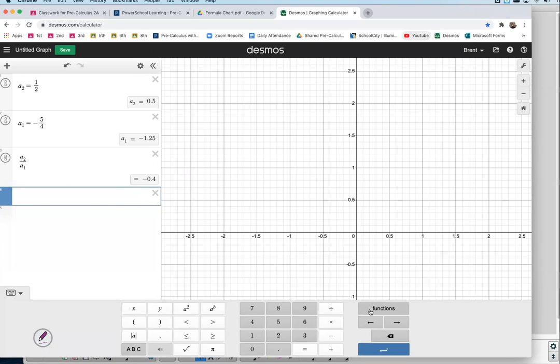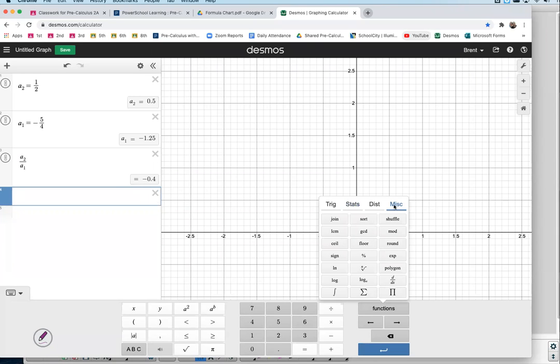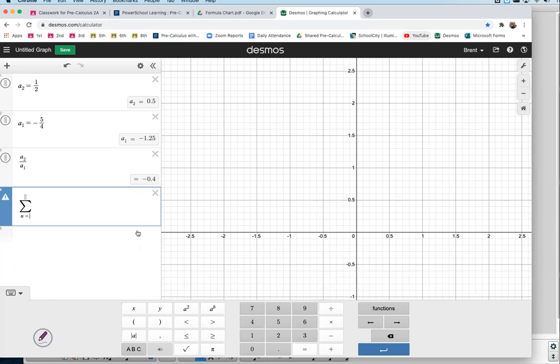So when I go to sigma, you go to functions, miscellaneous, which is the fourth tab. So first keyboard, functions, miscellaneous. You'll find sigma down at the bottom in the center. N goes from 1 to 1,000 because 1,000 is representing infinity. Our first term was negative 5/4. Our common ratio we just got was negative 0.4. And this is all raised to the power of n minus 1. Oh, you got to put a parenthesis around the power because it'll drop the 1 like that.